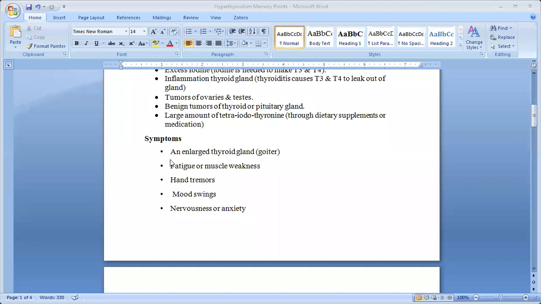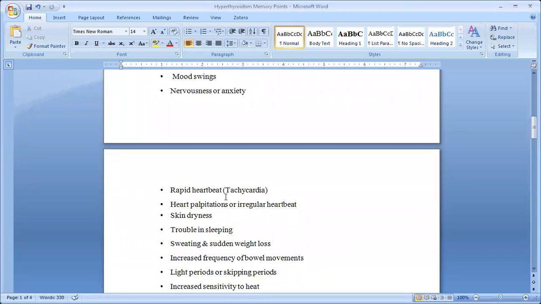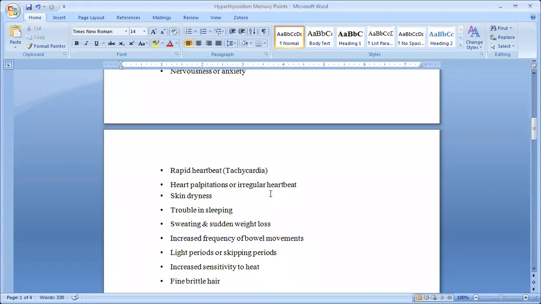Symptoms. An enlarged thyroid gland, that is the goiter. One of the best symptoms. Fatigue and muscle weakness, due to brittling of the bones. Hand tremor, shaking, mood changes, mood swings, nervousness, anxiety, tension, worry. Rapid heartbeat, that is tachycardia.